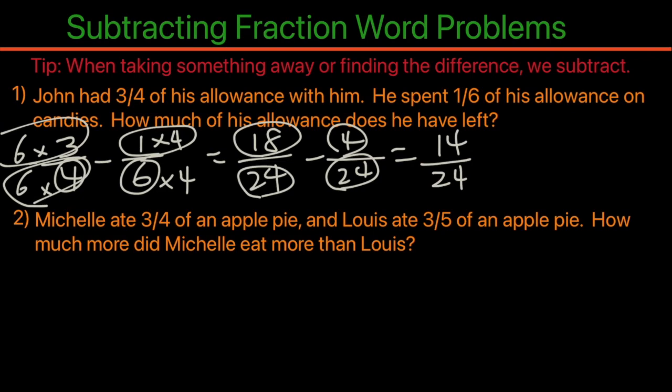And we can see both numerator and denominator can divide by 2. So this will become 7 over 12 after we simplify. So 7 over 12 is how much of his allowance is still left.